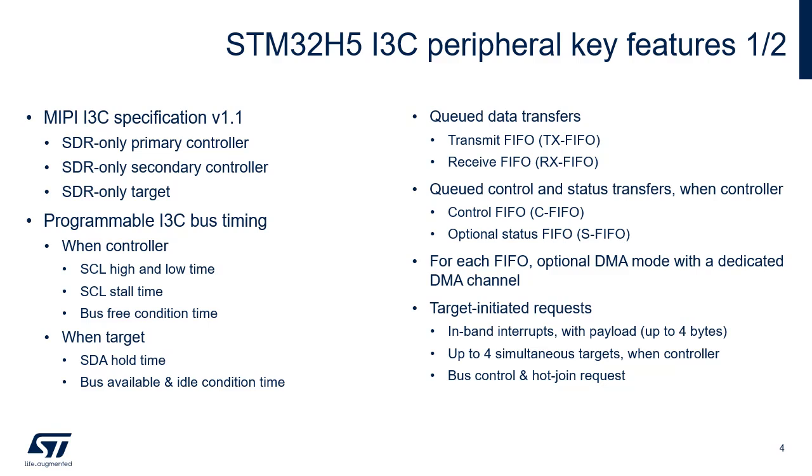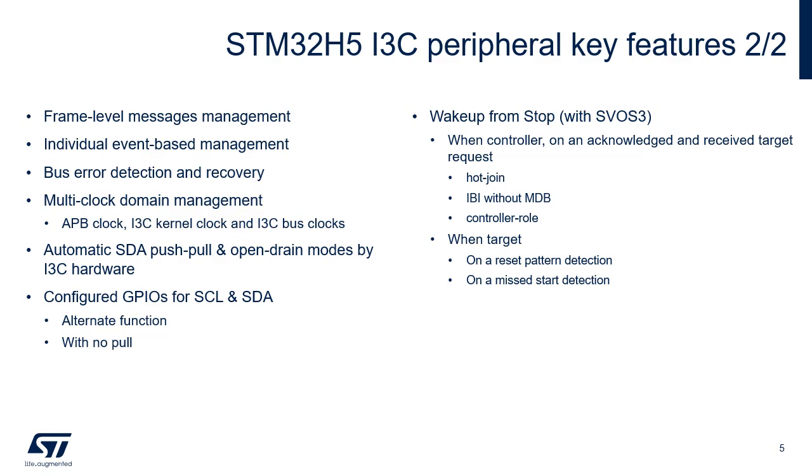For each FIFO, an additional DMA mode can offload the Cortex M33 core by moving data to and from buffers allocated in memory. The target device supports the following requests: in-band interrupts with up to 4 byte payload, and bus control and hot join requests. The I3C peripheral, when acting as a controller, supports up to 4 simultaneous requests initiated by target devices. The software manages messages at the I3C frame level. Management is based on individual programmable events, including bus error detection and recovery.